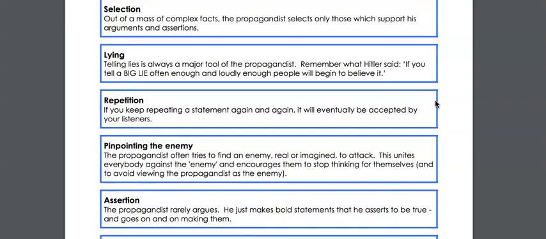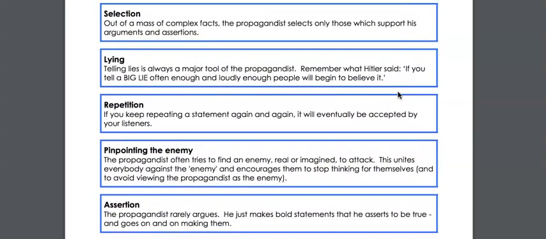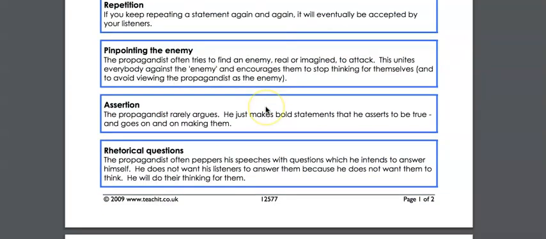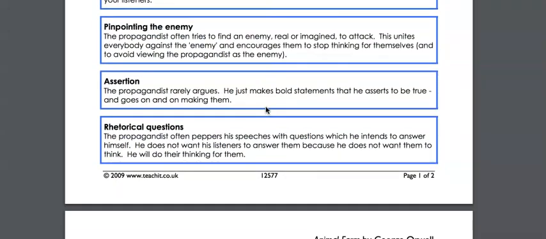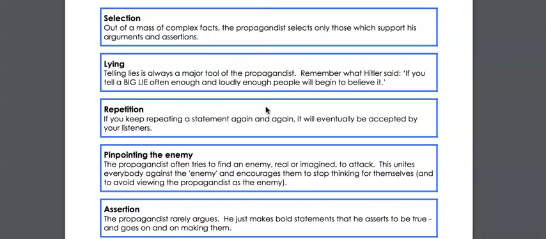There are way more rhetorical techniques. Rhetoric is the art of using language to persuade. So that's what we mean when we talk about rhetorical devices. There are way more than these. Okay, what do we have here? 6. But all I'm asking you to do is look for these 6 within Squealer's speech.